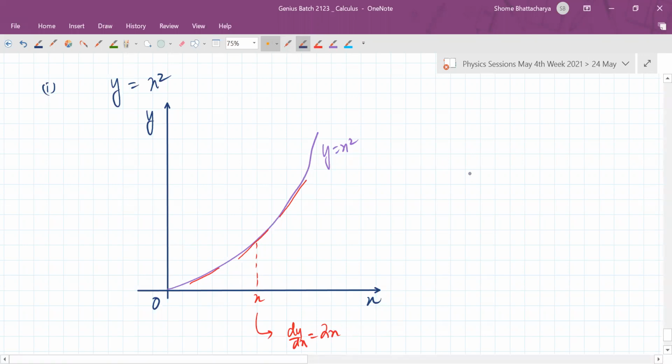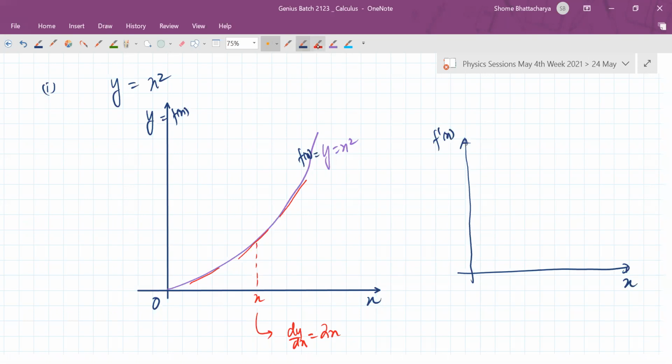So accordingly, now if I draw the graph for the function f prime x versus x, this was y equal to f x, where f x was this. So what is this derivative? It is this straight line.